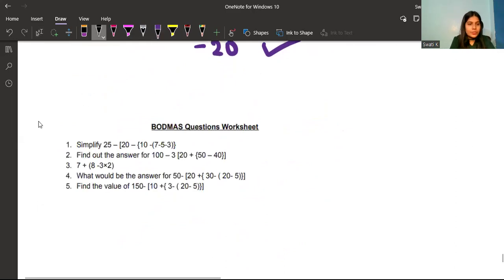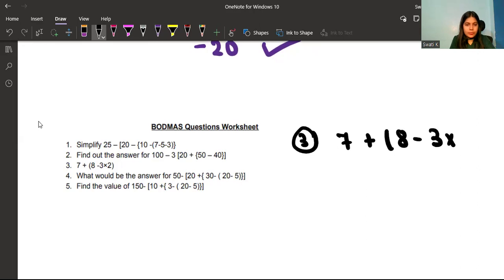In question number 3, again very simple, very straightforward, we have 7 plus, in bracket, 8 minus 3 times 2.